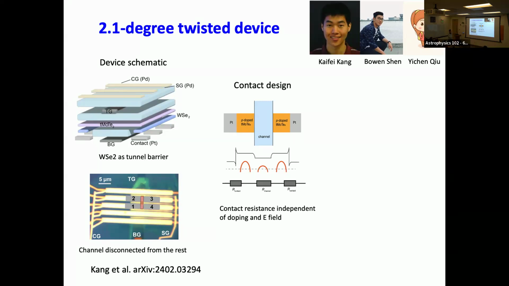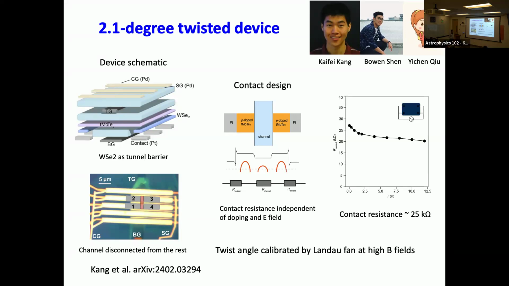And this channel here is gated by the top and bottom gates, so that the contact resistance is nearly independent of the electric field and the doping density in our channel, because the channel never affects the doping density of the part that's directly in contact with the metal. So that is a pretty important aspect of our device that allows us to subtract the contact resistance. In the next slide, this is the contact resistance as a function of temperature.